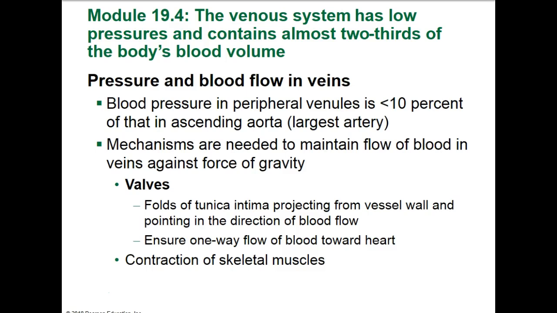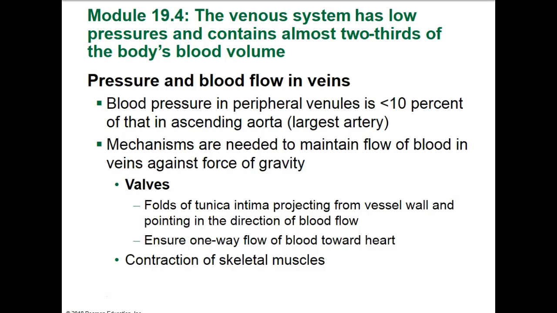Okay, I want to talk more about the veins now. We'll talk about pressure and blood flow through the veins. So blood pressure in the peripheral venules is less than 10% of that we see in the ascending aorta, which is your largest artery. And therefore, there are other mechanisms that are going to be needed to maintain the flow of blood through the veins because they are fighting gravity in many cases.